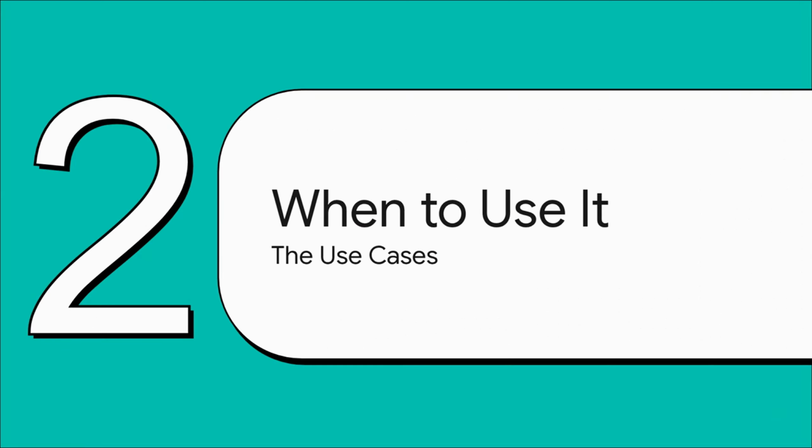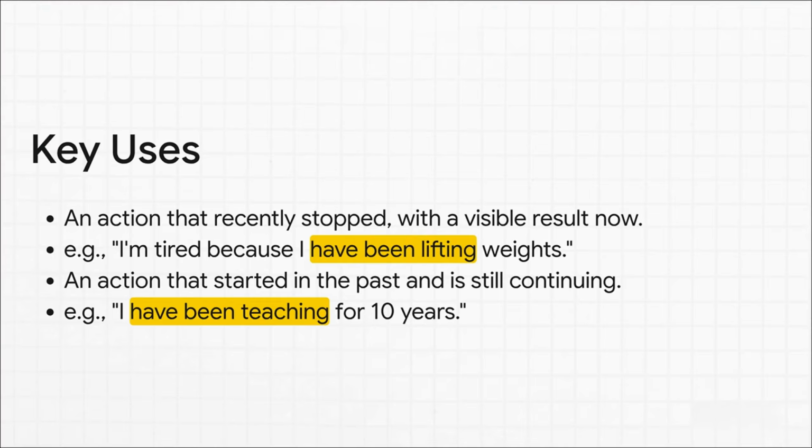All right, we've got the blueprint. But when is the right time to pull this tense out of our toolbox? Let's go over the two main scenarios where this is absolutely the perfect tense for the job. Okay, first up, we use it for an action that just finished, but you can still see the result right now. So for example, I am so tired. And if someone asks why, you'd say, because I have been lifting weights. The tiredness is the result.